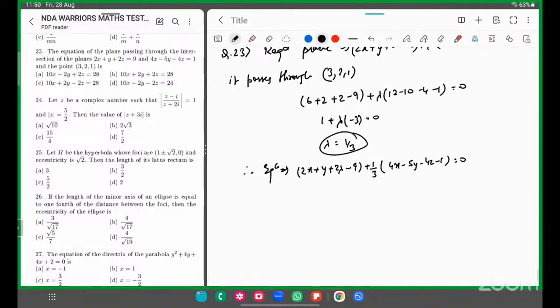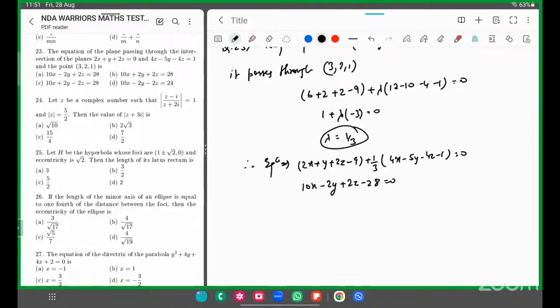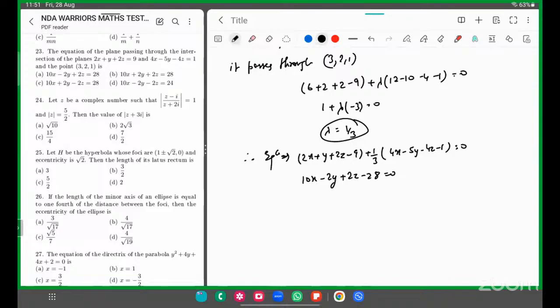We do the cross multiplication with 3. 3 into 2, 6x. 6x plus 4 is 10x. Plus 3y minus 5y is minus 2y. 6 minus 4 is 2z. Minus 27 and minus 1 is minus 28 equal to 0. You can take 2 common. Is this the option? Okay, in the form with 28 only they have given the option. 10x minus 2y plus 2z. Option A. Option A is your answer.